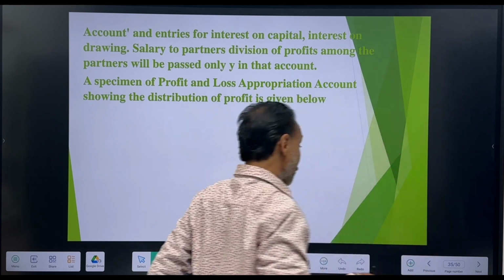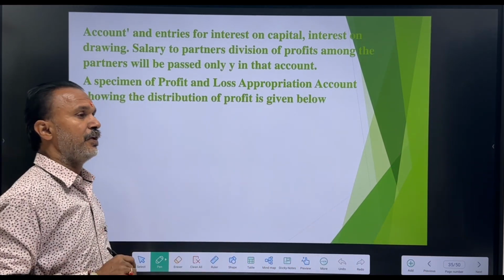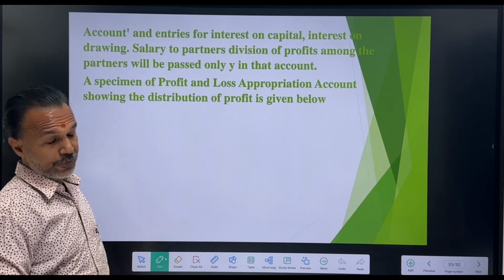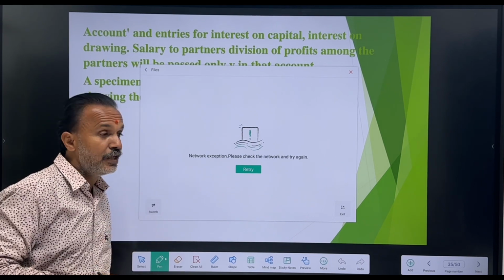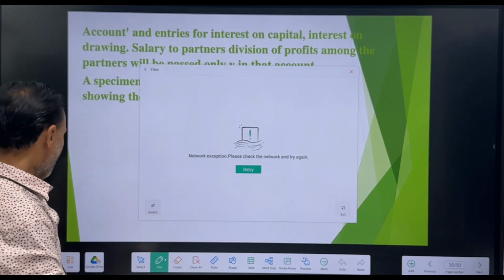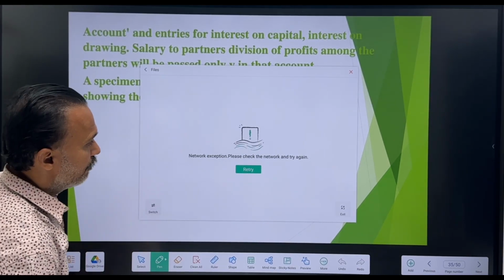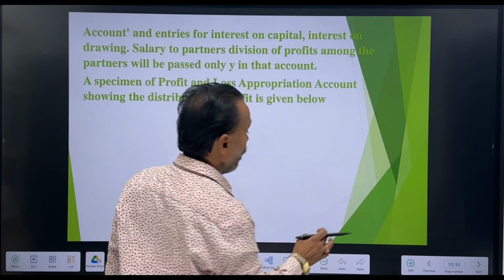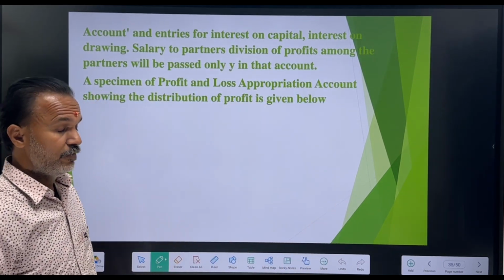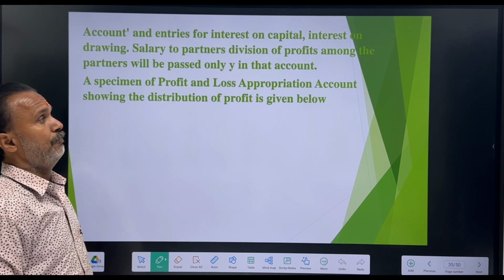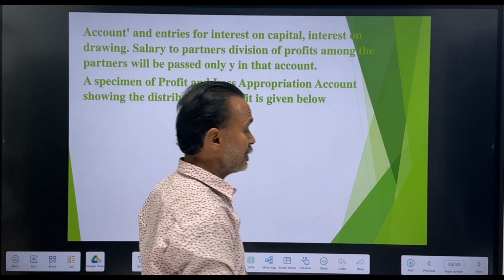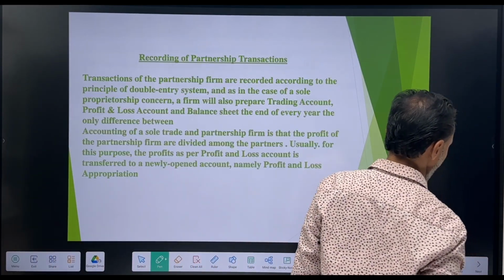PL appropriation account is an extension of profit and loss account. With the help of PL account, we know what is the profit or loss earned by the firm. But with the help of PL appropriation account, we know how this net profit or loss will be used by the firm. The format of PL appropriation account is as follows.